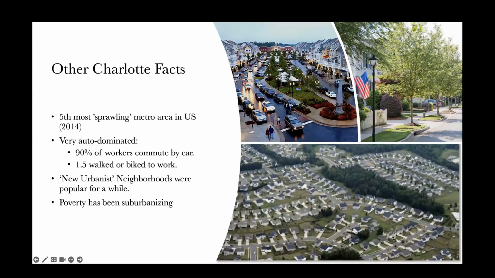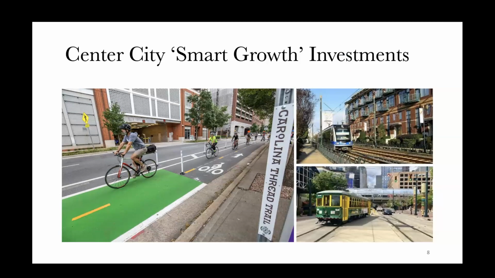So as I was talking about, in addition to these smart growth initiatives in the center city, it's also very sprawling, very car-centric with all different types of suburbs. And poverty has also been increasingly suburbanizing. So these are some of the examples of smart growth initiatives in the city. We have a single light rail line and a trolley as some of the examples of these initiatives, again, also corporately backed.